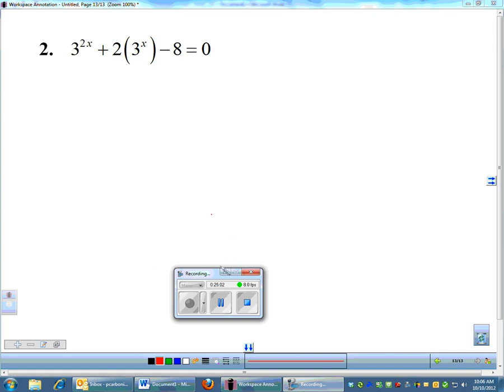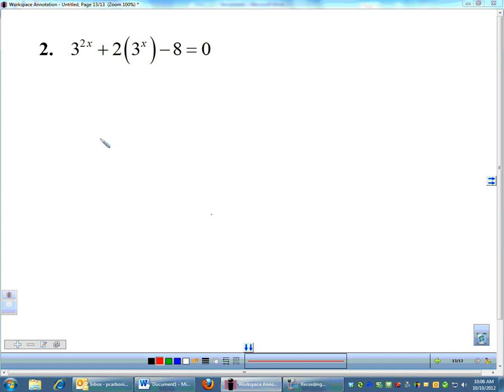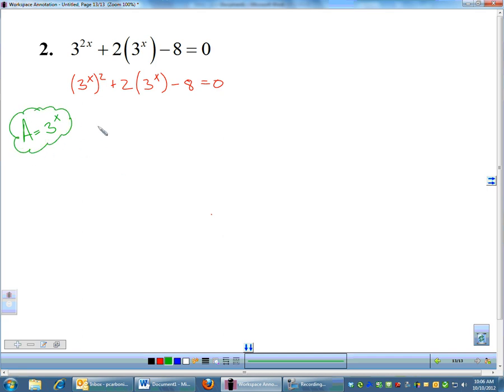All right, one last problem here. This one's in the same form. 3 to the 2x I could rewrite as 3 to the x squared, plus 2 times 3 to the x, minus 8. And I'm going to make that same substitution where I see something squared plus 2 times something. If I plug in a for 3 to the x, and this is just temporary so I can work the problem, then that gives me a squared plus 2a minus 8 equals 0.